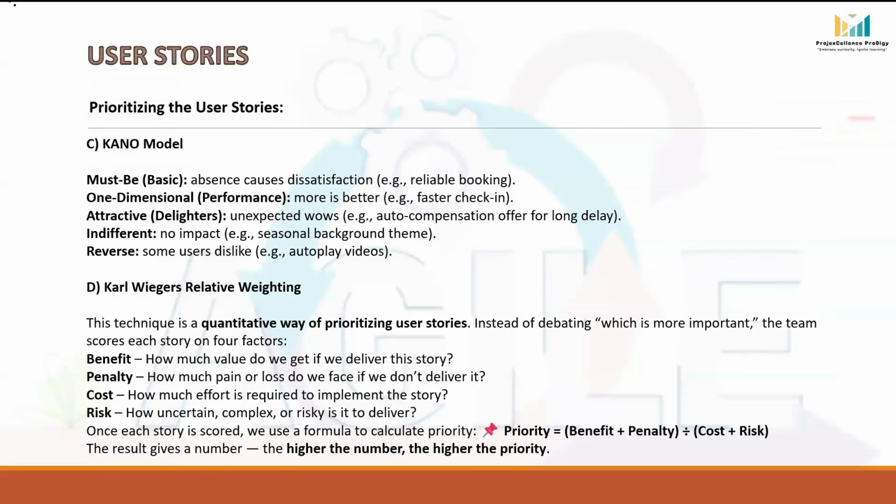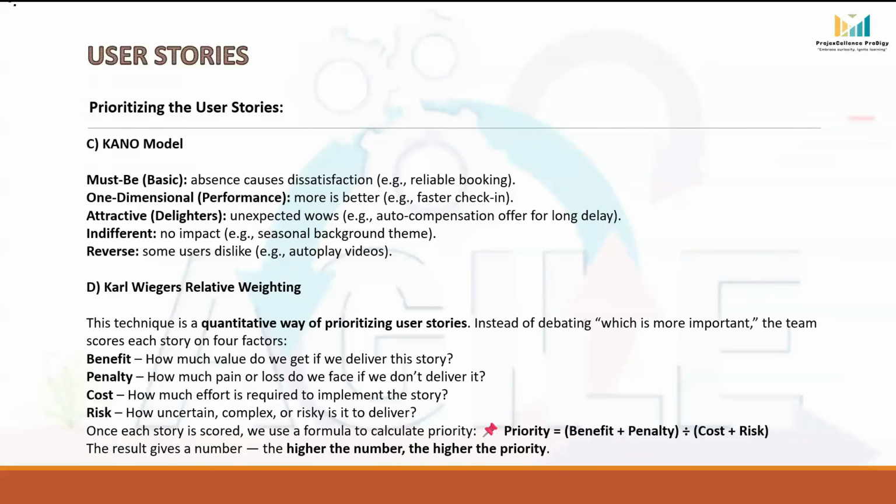Next is indifferent. These are the features that customers don't really care about either way. Their presence or absence has no real impact on satisfaction. For example, suppose an app that changes its background to a seasonal theme. It shows snowflakes in December, flowers in spring. While some users may find it cute, most of them won't pay much attention to it. It doesn't affect whether they continue using the app or not.